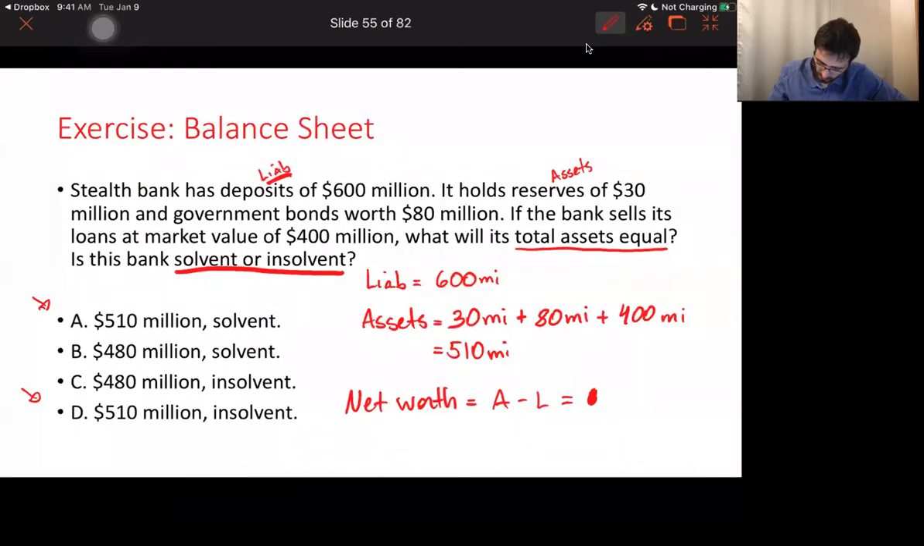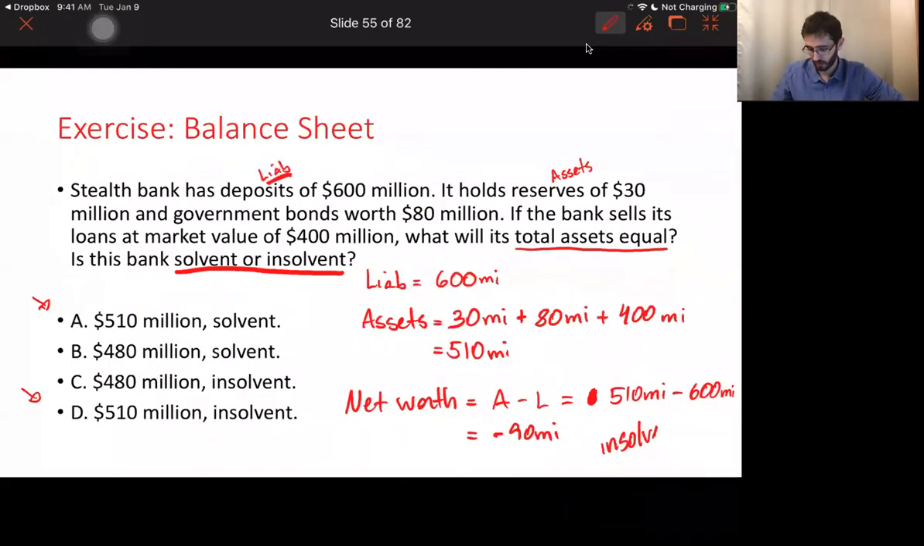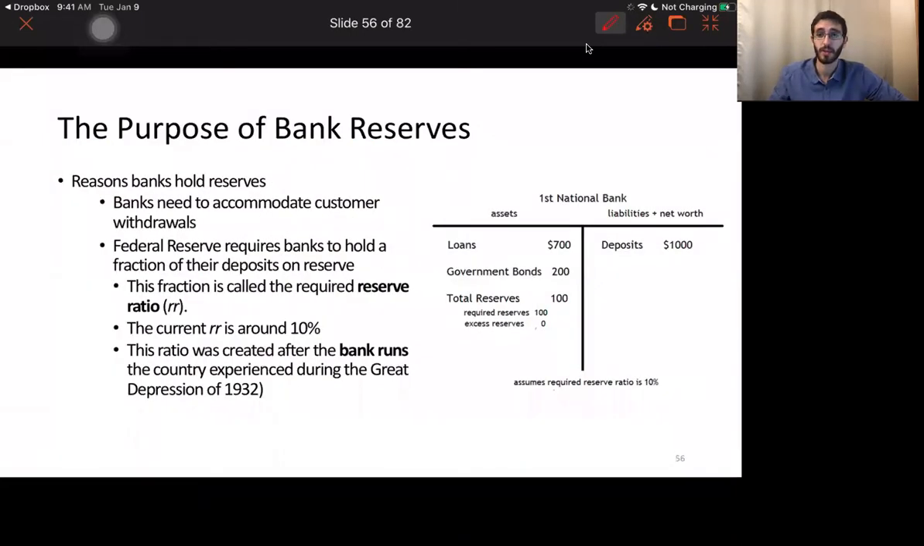Okay, and just assets, we know we have $510 million, right? Minus $600 million of deposits, which is our liabilities. Okay, so in this case, if you solve for the net worth, you know that the bank has negative $90 million in terms of net worth, which makes it insolvent. Why? Because insolvent banks have net worth smaller than 0. Okay, so that's how we got to the conclusion here, and you can say that the answer is D. Hopefully it was pretty clear and you can move along with that exercise, but let me know if you have any questions.